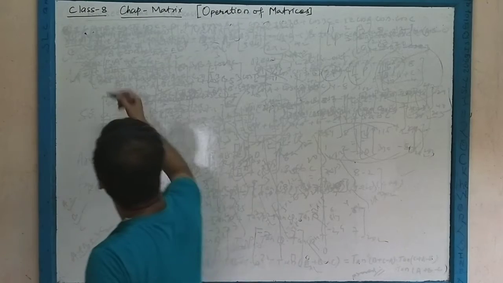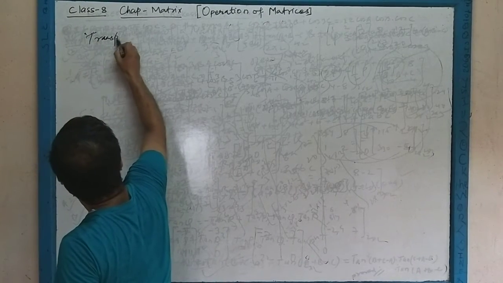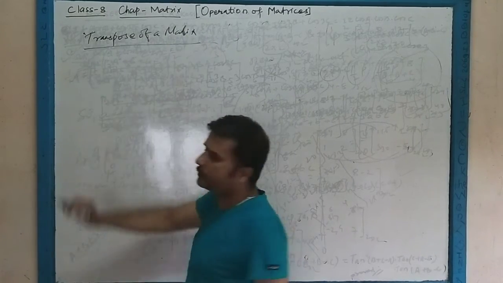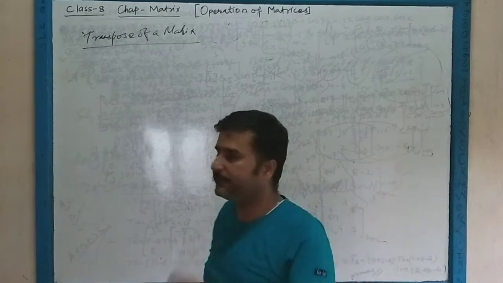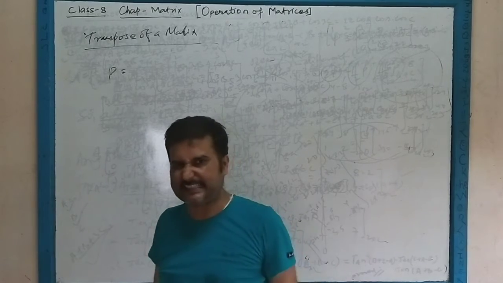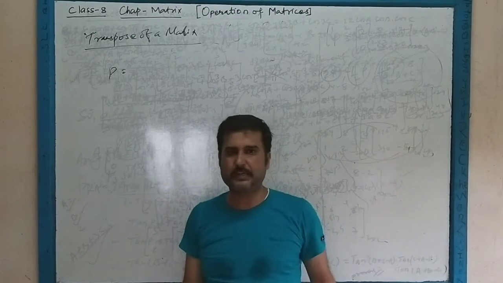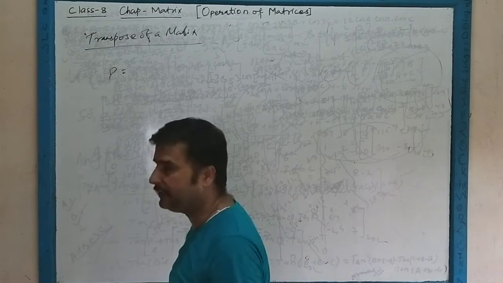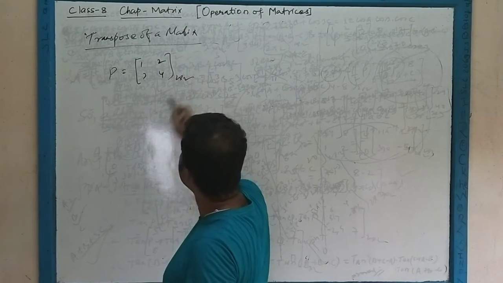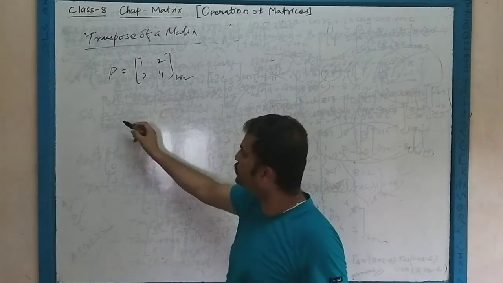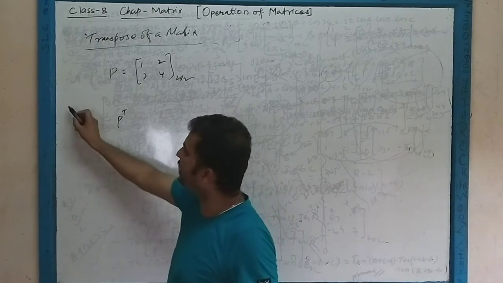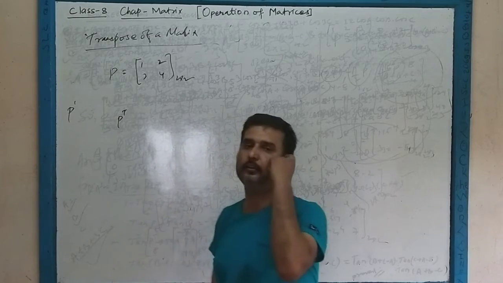Okay, now the next topic is transpose of a matrix. What do you mean by transpose of a matrix? Let me take an example. If I take matrix P, matrices are denoted by capital letters, as sets are denoted by capital letters. P is equal to, suppose, 1, 2, 3, 4, a 2 by 2 matrix. P transpose is denoted by PT. You can write simply P with a dash at the top.